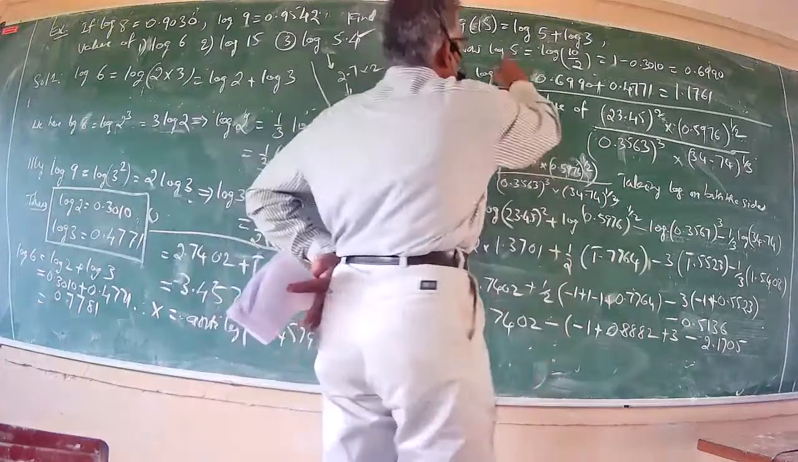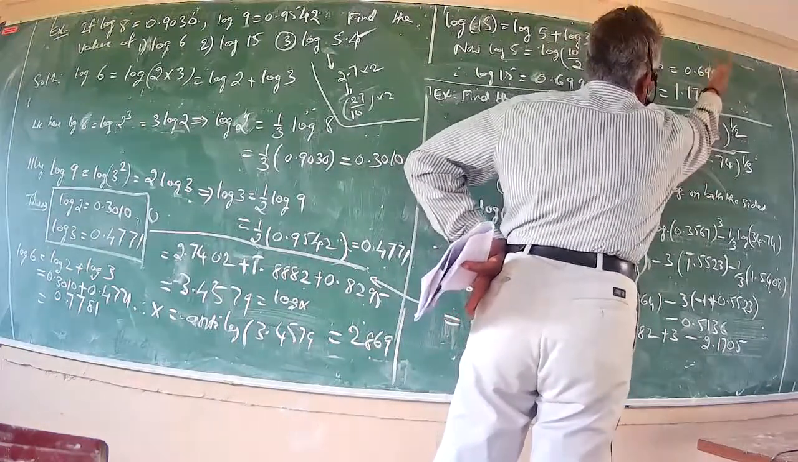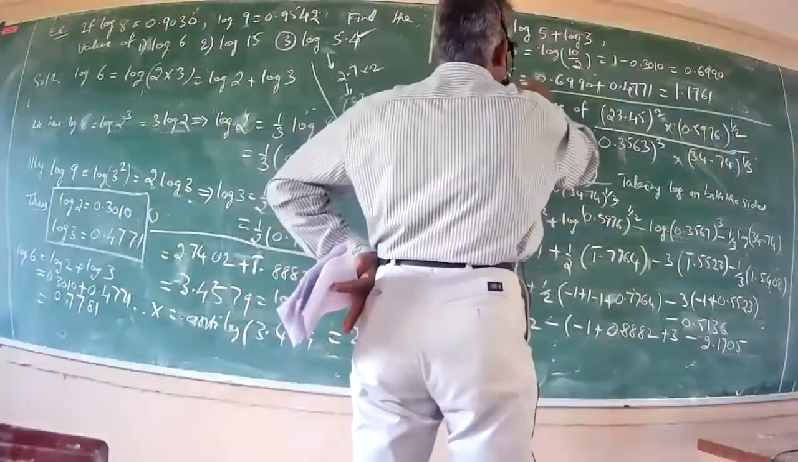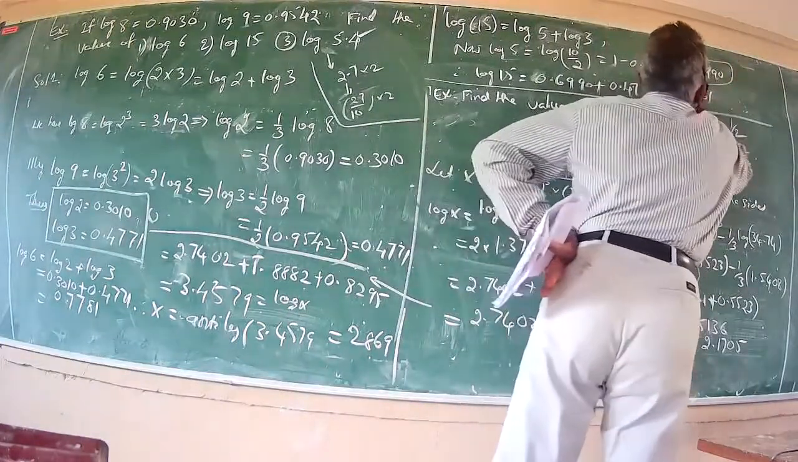0.3010. Therefore, this becomes log of 5 equals 1 minus 0.3010. That is equal to 0.6990. So log of 5 equals this. The answer is this.